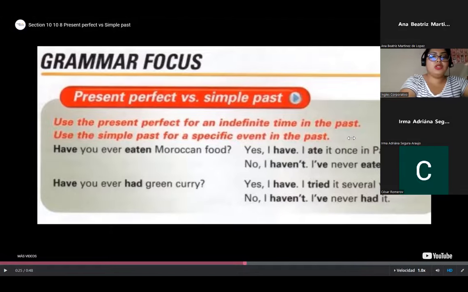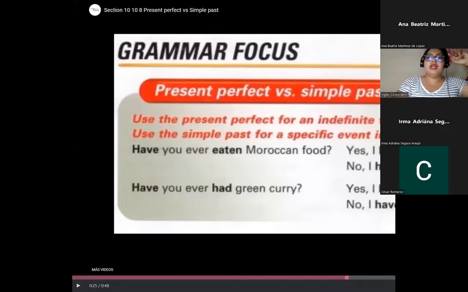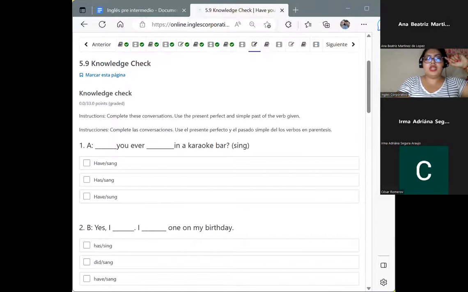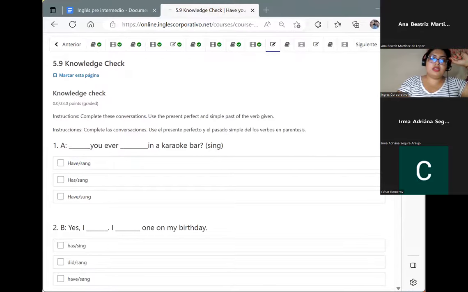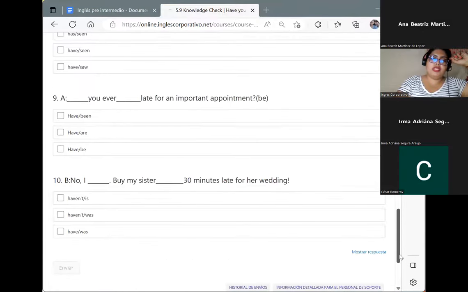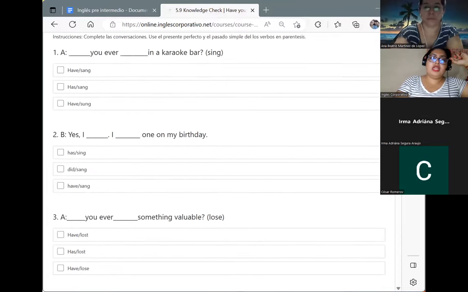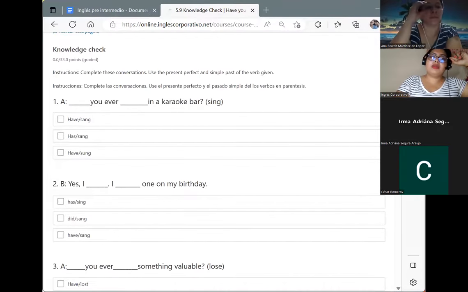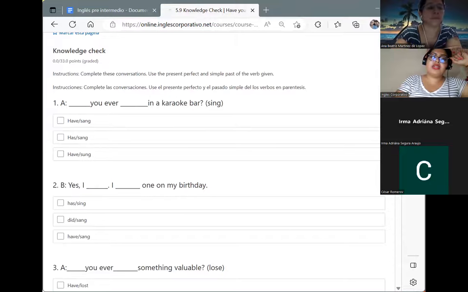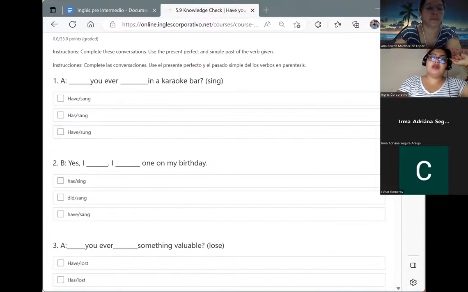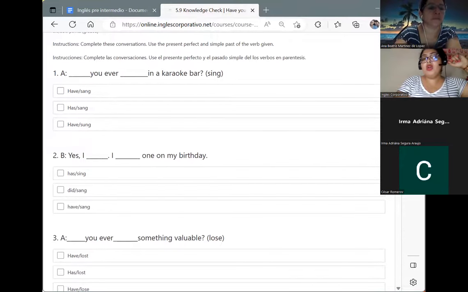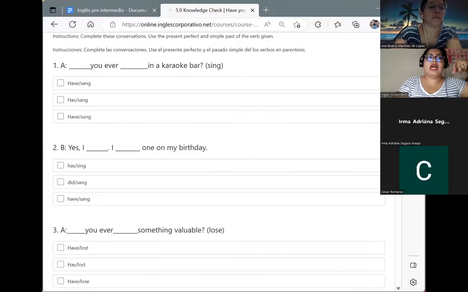Now, we're going to see what is the activity that we are going to perform right now in the knowledge check 5.9. So we have these ones, we have 10. And it says, complete these conversations, use the present perfect and simple past of the verb given. Vamos a utilizar, ¿verdad? El pasado simple o el presente perfecto del verbo que se nos da ahí.